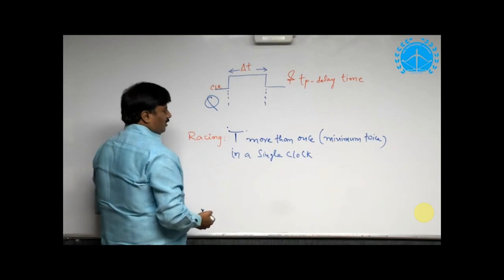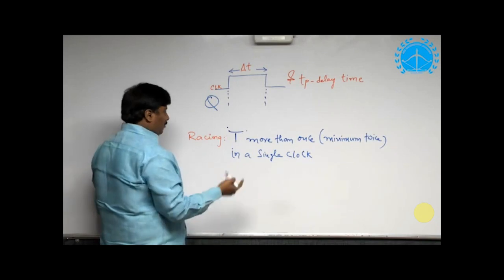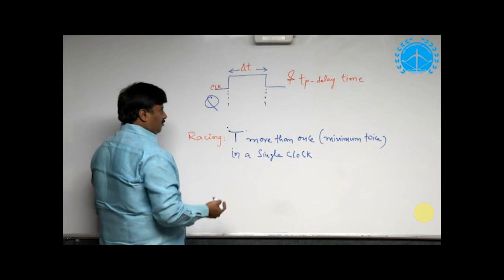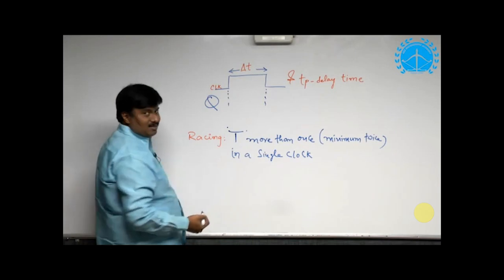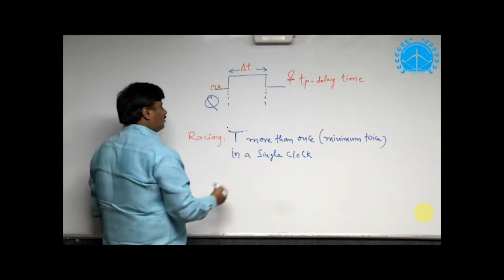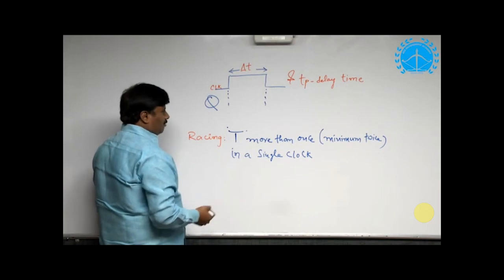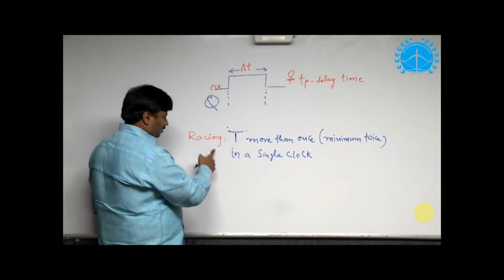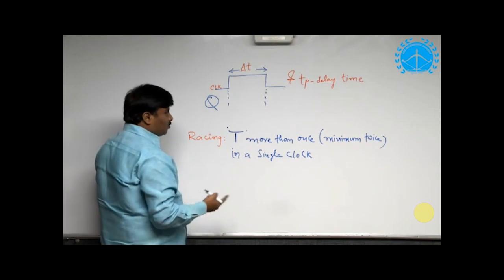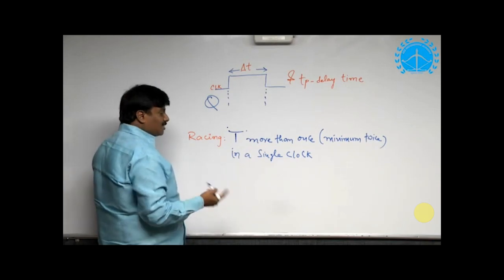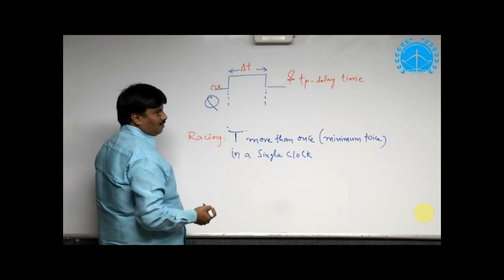After every TP, you get a delay once. As TP is given as 10 milliseconds, after the first 10 milliseconds, once it will have a response. After the second 10 milliseconds, the second time the response will be there. So we have defined racing as responding minimum twice. So after crossing the 20th millisecond, the second time response will be there.